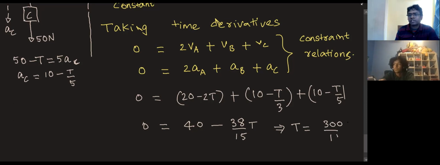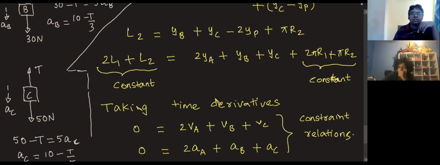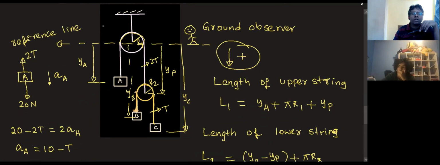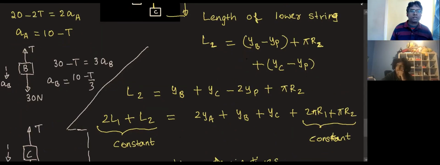Did we get the same answer for the tension in the lower string with the other approach? Yes, we got the same answer. So the upper string will have 600 by 19. Okay. With our first approach, we obtained the accelerations first and then the tensions. With this approach, the constraint relation approach, we get the tension first, and then we go back to the equations to get the acceleration.